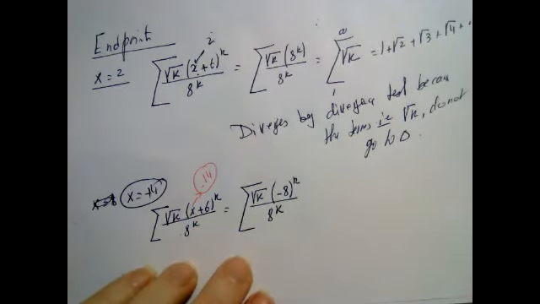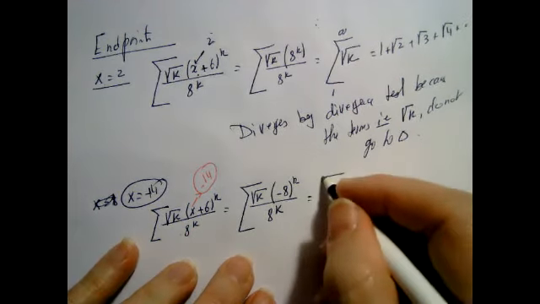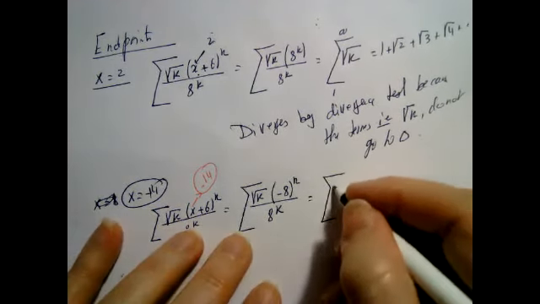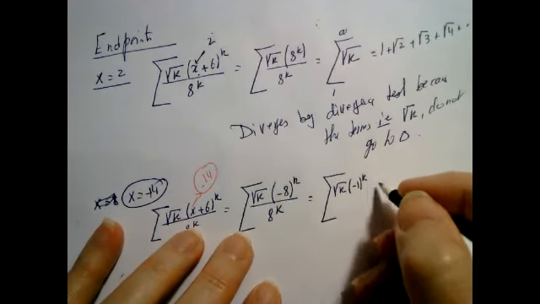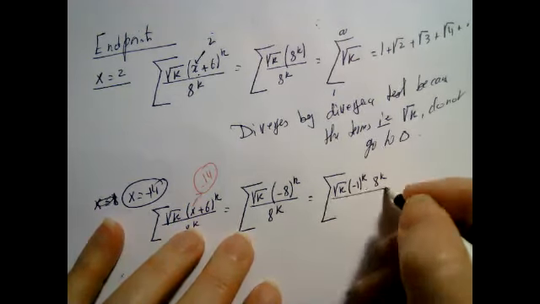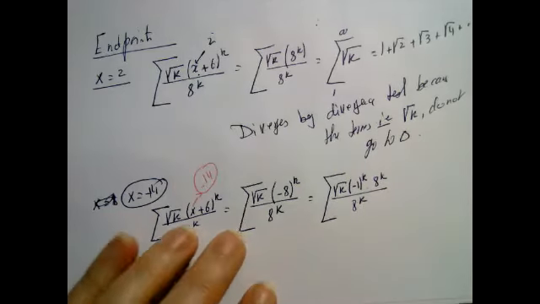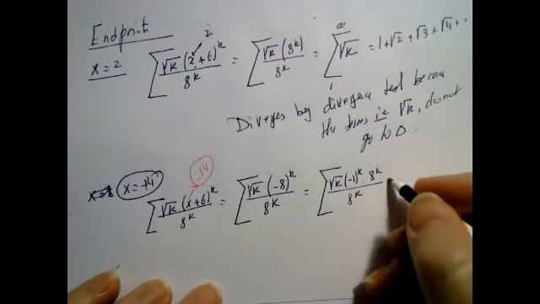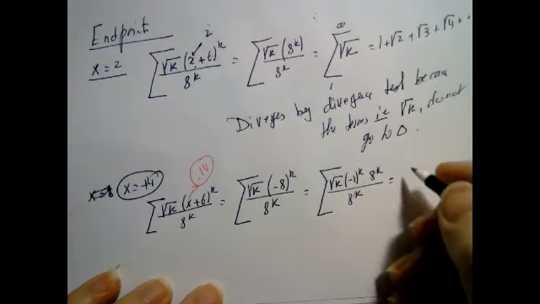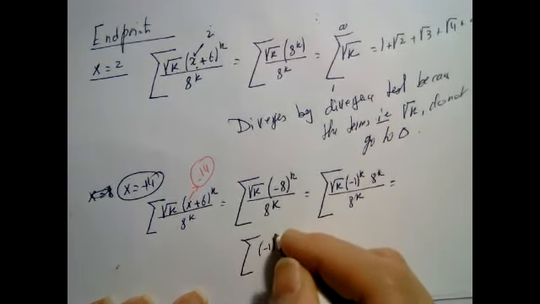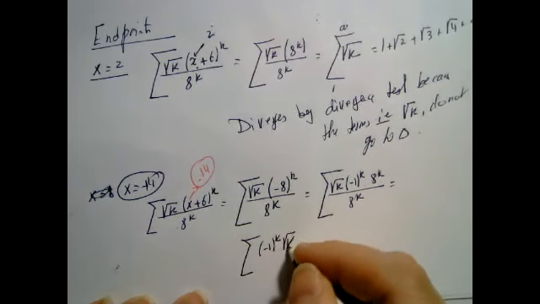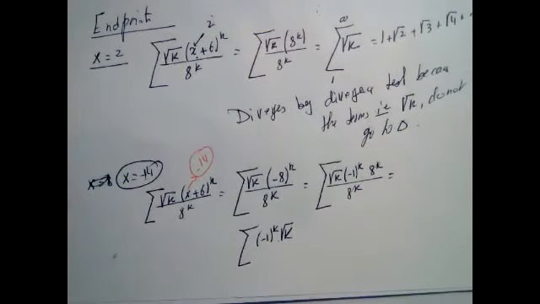And again, as we did before, minus 8 to the k could be split into minus 1 to the k times 8 to the k over 8 to the k. And finally, those will simplify. This would give me the sum of minus 1 to the k times the square root of k. Now, does the series converge or diverge? What do you think?